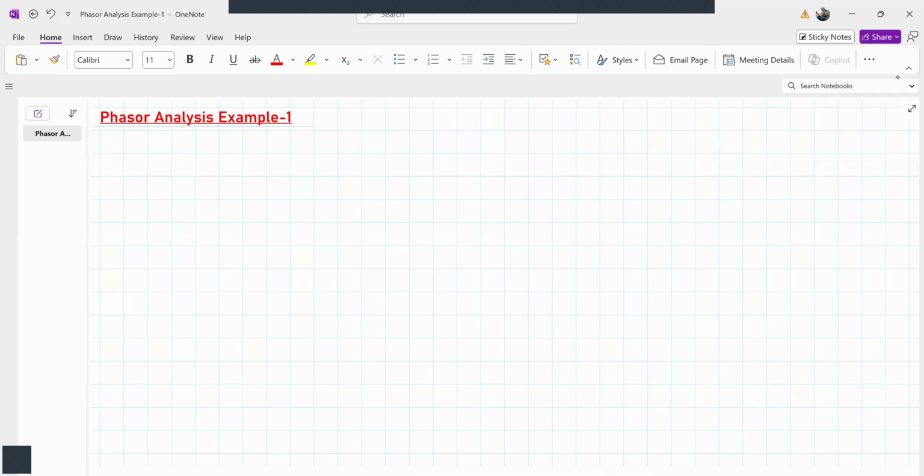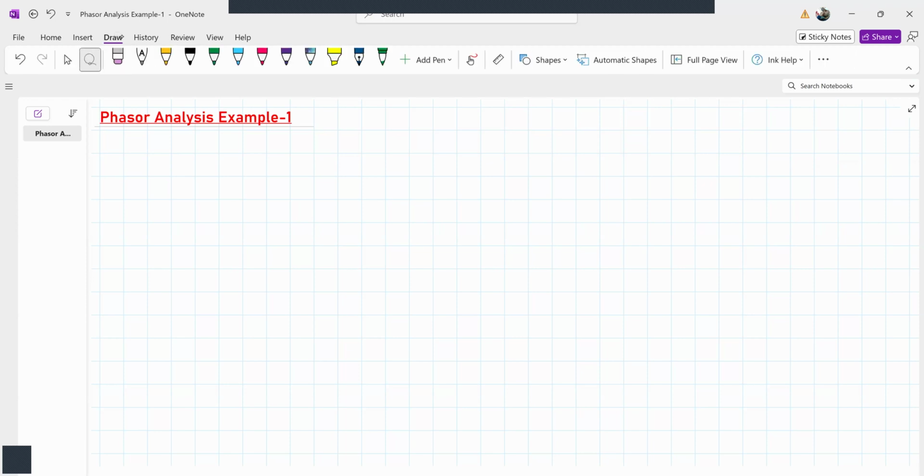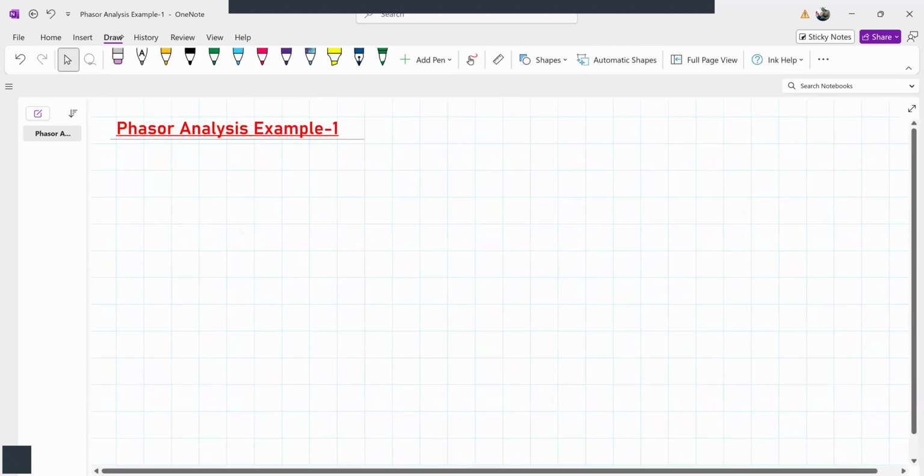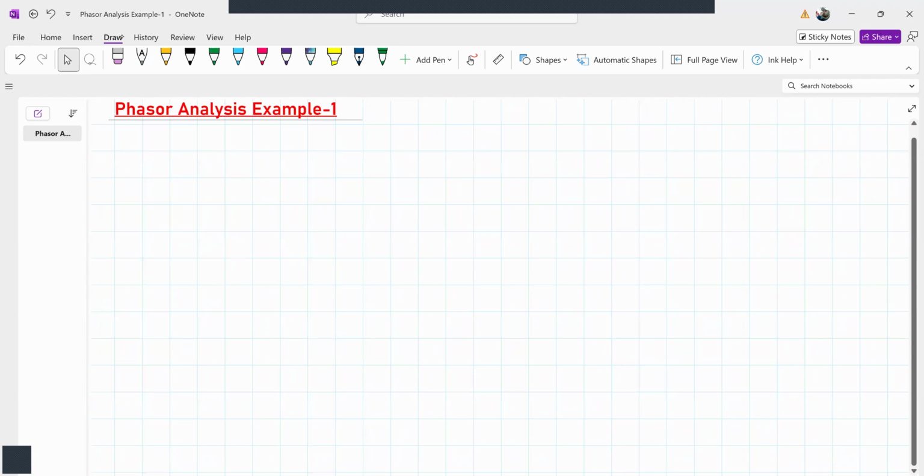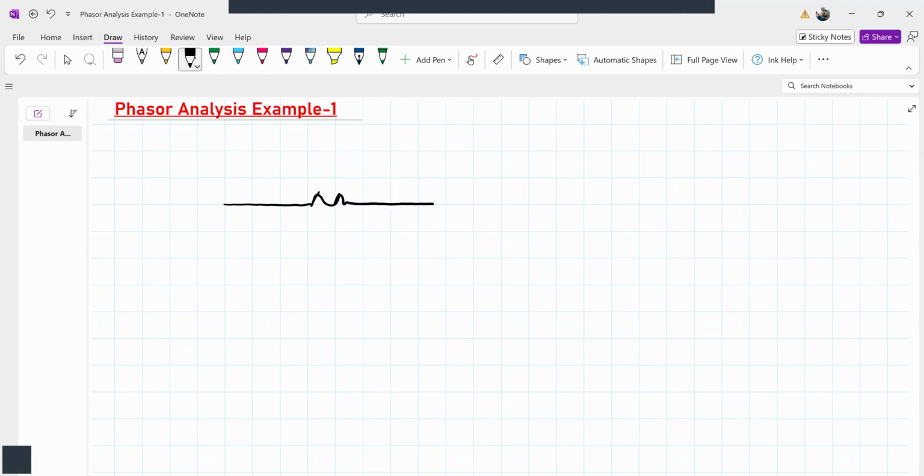Welcome. In this session, we'll solve some examples based on this phasor analysis. Let's start with a simple RL circuit. Suppose we have a very simple RL circuit, R and L connected in series to a voltage source.